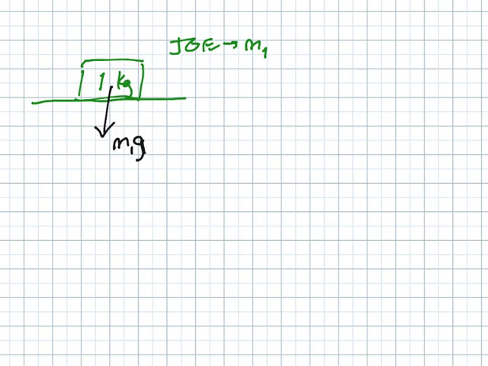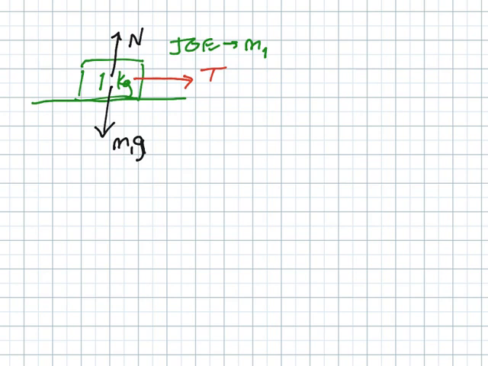There's also the force that the table exerts up on this mass. That's called a normal force, n. And finally, there's the string attached to it that exerts a tension force. There's no friction to worry about. So that's it. That's the free body diagram.